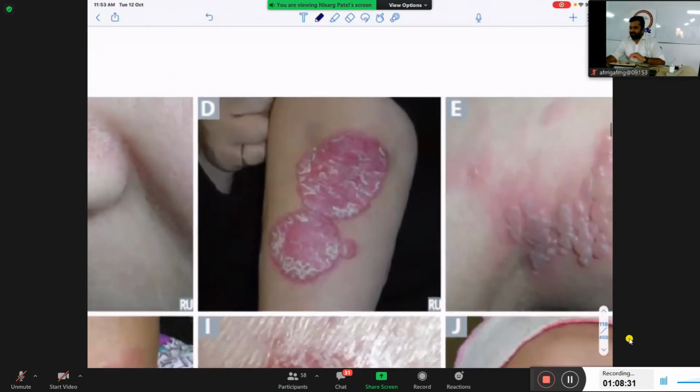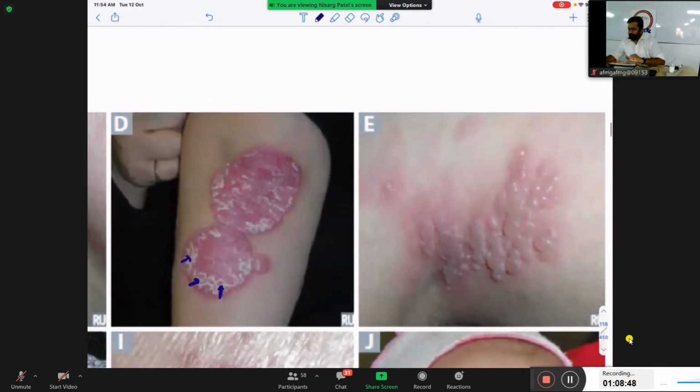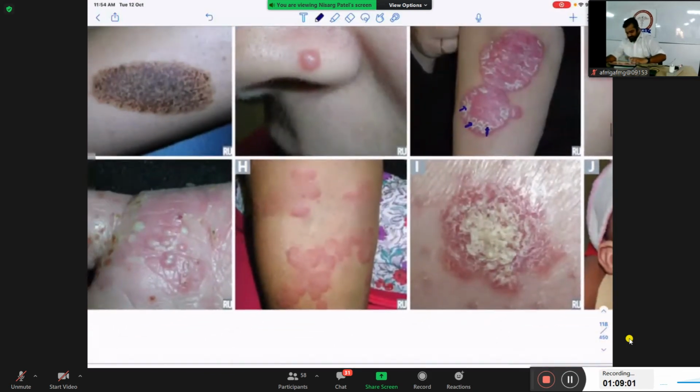Now, tell me about the D. How will you term it? Plaque. It is above the skin. As you can see, there are many scales coming out here. So these are the superficial dead epidermis skin, right? Now E. Vesicle, right? These are the vesicles. Less than 1 centimeter it looks like. What is the fluid? Clear fluid. Okay.